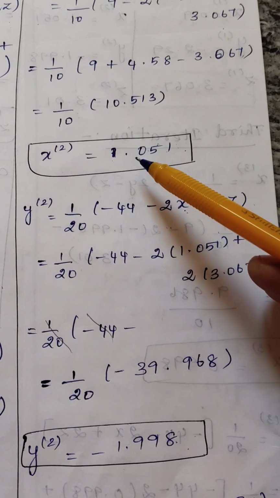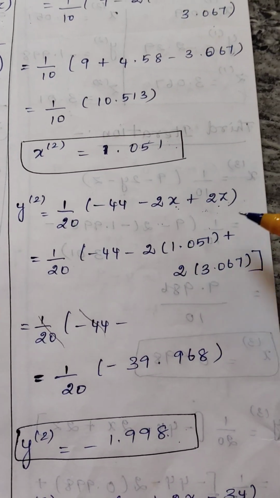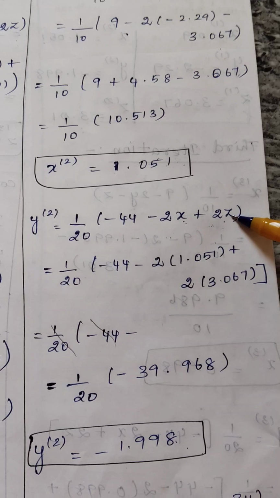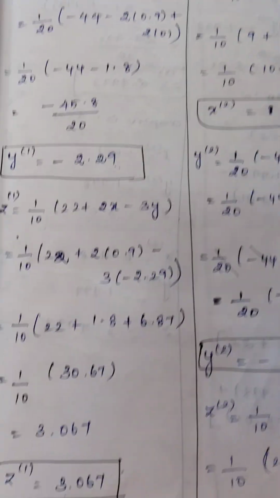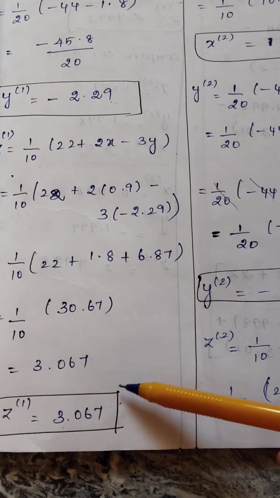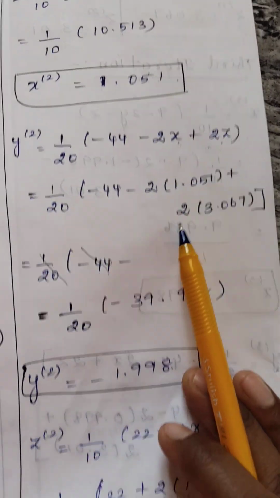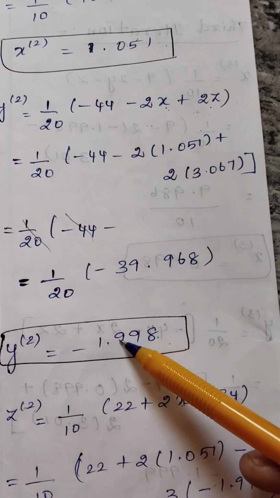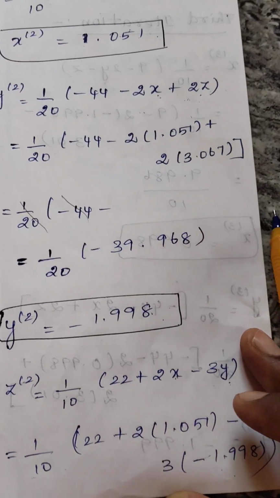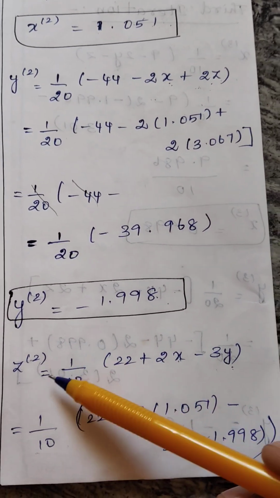So the value of x power 2 is 1.051. The z value is the one I received before, so the z value is 3.067. I'm going to substitute both. The value of y is equal to minus 1.998.